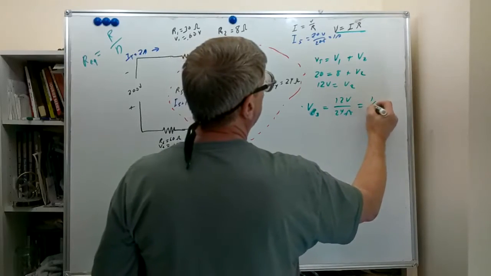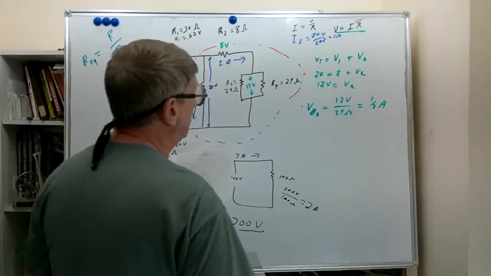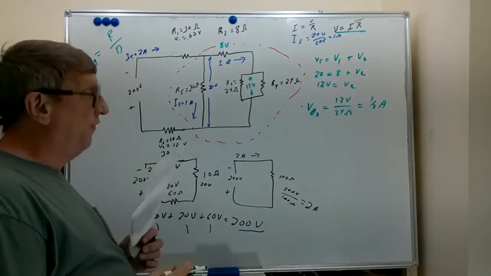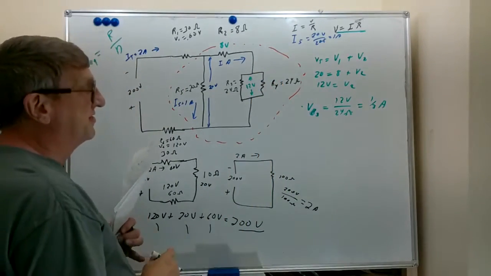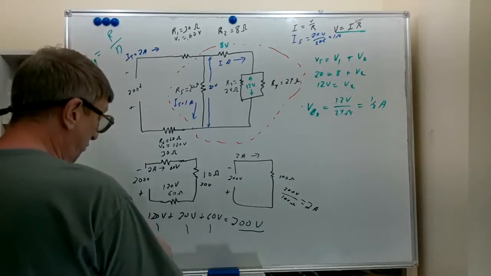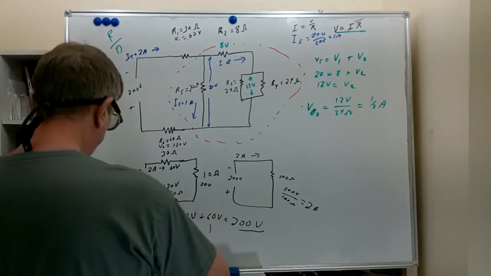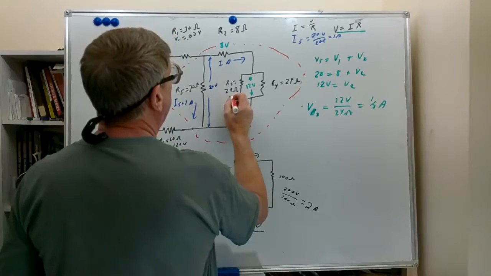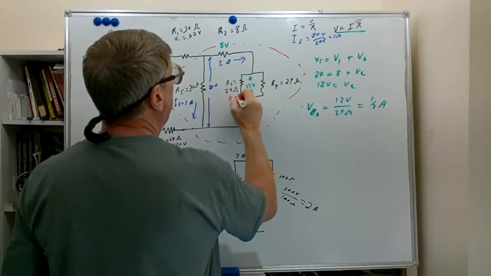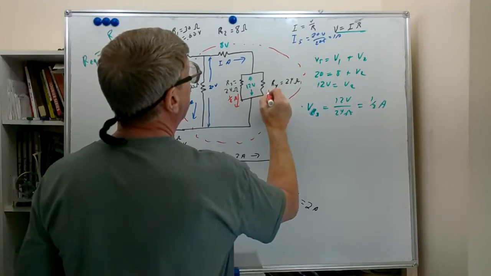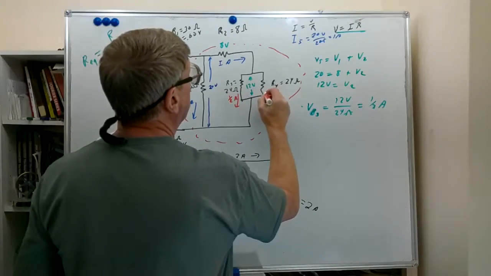That's basically 1/2 amp. Now we could do the same calculation for R4, but we have the same voltage and the same resistance, so it's going to be the same. It will be the same current. So I'm going to put 1/2 amp here and an arrow pointing that way. I put 1/2 amp here and an arrow pointing that way.